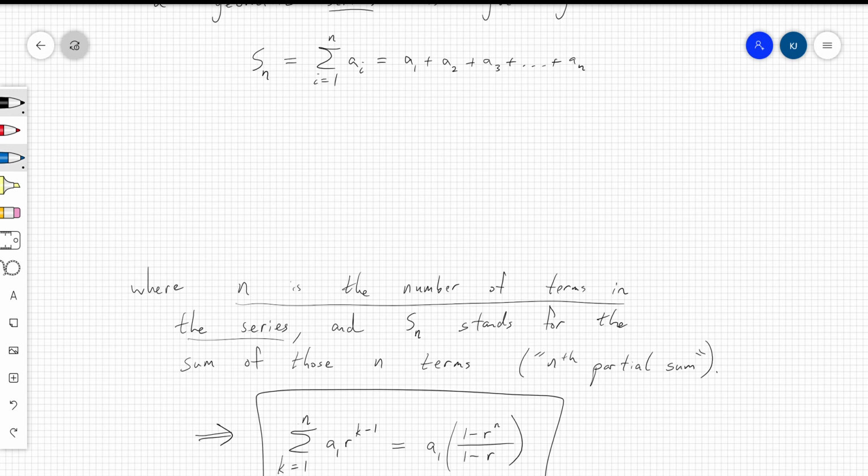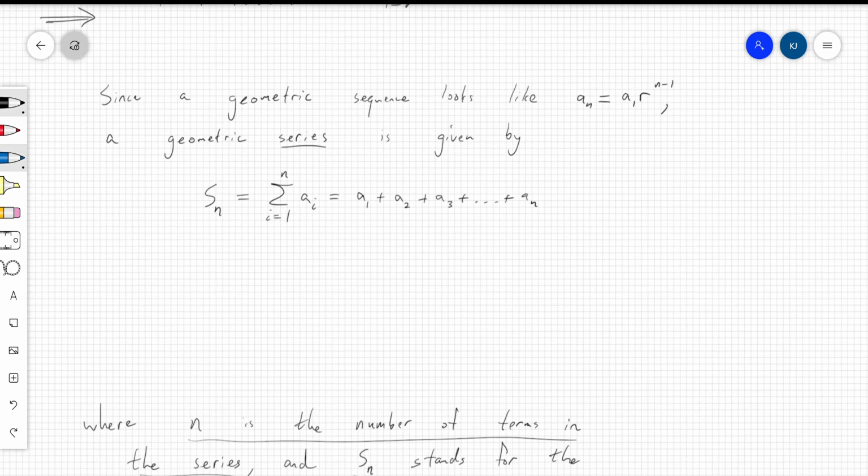So this lowercase n now is going to represent the number of terms that I want to add up, and Sn is going to be the sum of those n terms. So this stands for the series that corresponds to this geometric sequence a_i. Sometimes Sn is called the nth partial sum, so you might also see that terminology. But it just means add up the first n things.